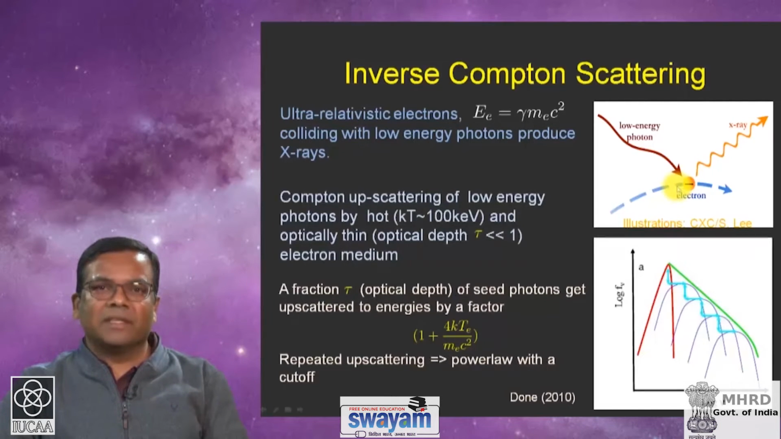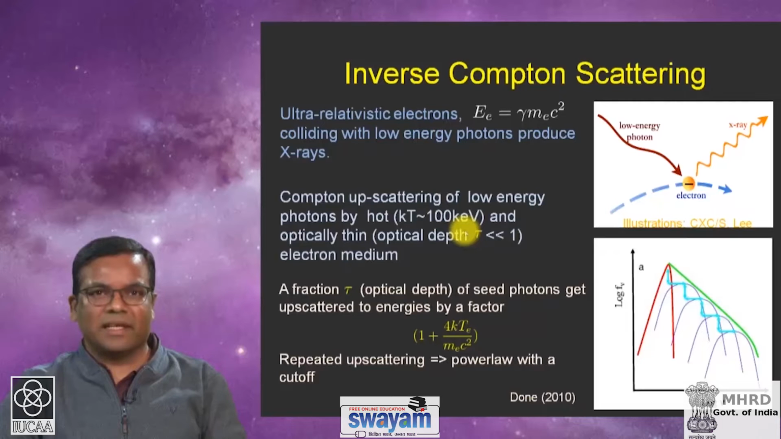In astrophysics, hot plasma is quite common. So, if you have hot plasma, that means you have ultra relativistic electrons, and low energy photons are also quite common, for example, cosmic microwave background radiation. In such a situation, if the low energy photons are interacting with the hot electrons in the hot plasma, then the expected spectrum is again a power law, but with a cutoff at high energy, which is a characteristic of the temperature of this hot plasma.